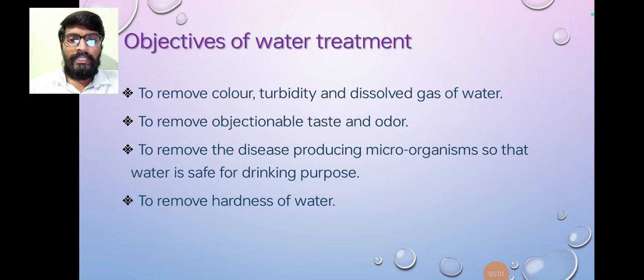The fourth one is to remove the hardness of water. Hardness of water is due to the presence of chlorides, nitrates, carbonates and sulfates of calcium and magnesium. If the hardness of the water is high, then that water is not suitable for drinking purposes. So these are the objectives of water treatment.